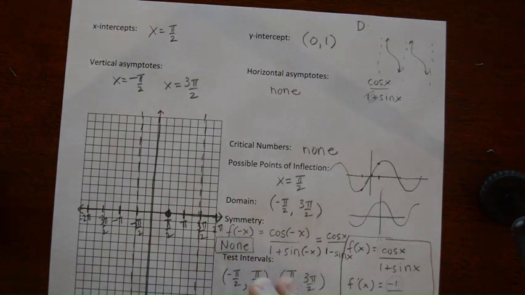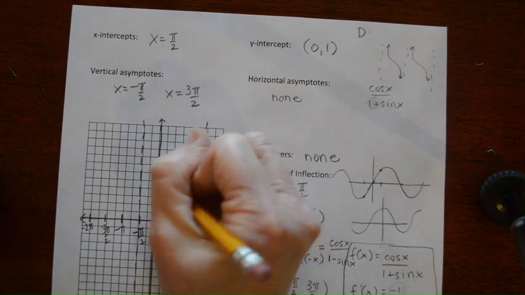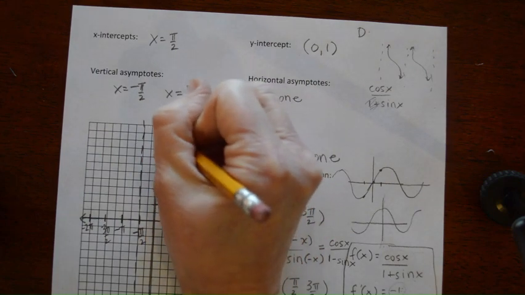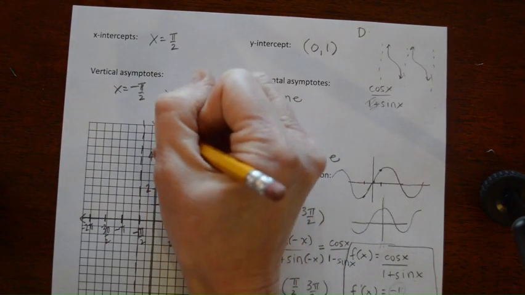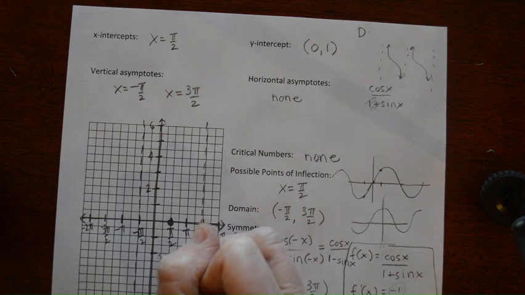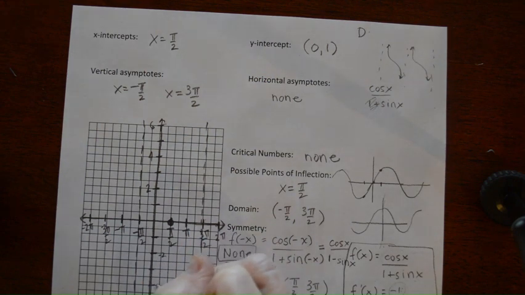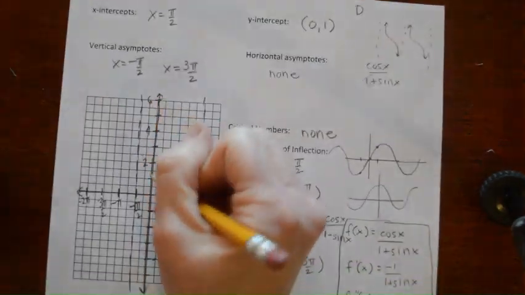We also know, shoot, I didn't label the y-axis. Let's do 1, 2, 3, 4, 5, 6. So I'll just number the even ones. So 2, 4, and 6, and then we'll do the same down here. Negative 2, negative 4, and we don't have room for negative 6. Okay, so we know that our y-intercept is going to be at 0, 1, which is right here.